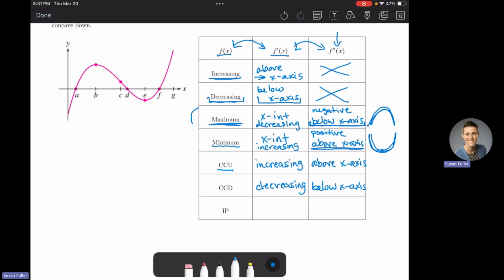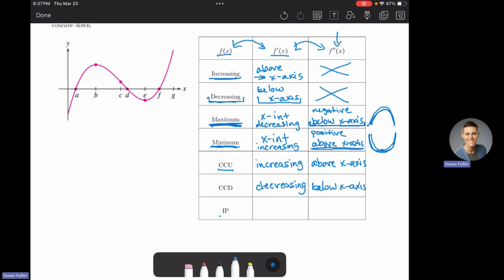So again, these are kind of the same. It just depends on if you're at a maximum or a minimum, you're also going to have an x-intercept there. And so there are special cases of where you're concave up and concave down, but the rest will still connect.